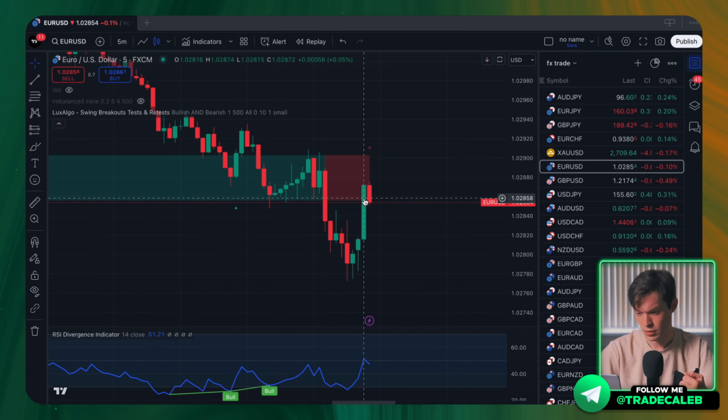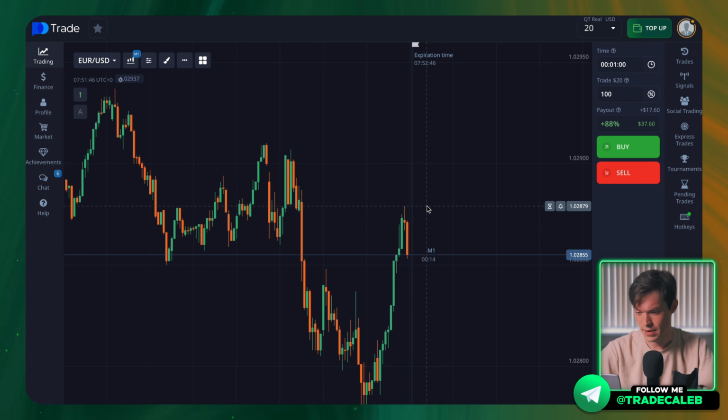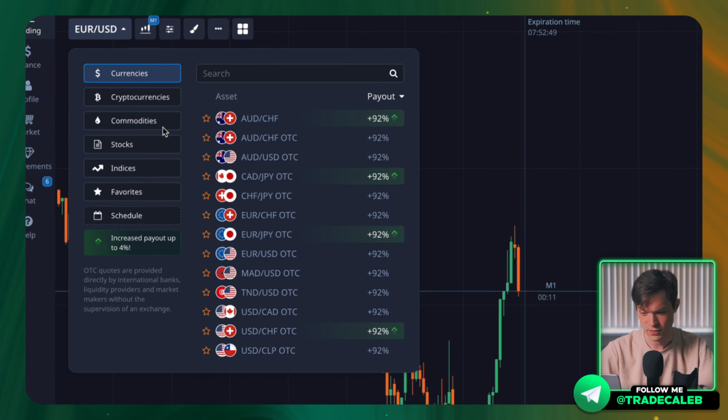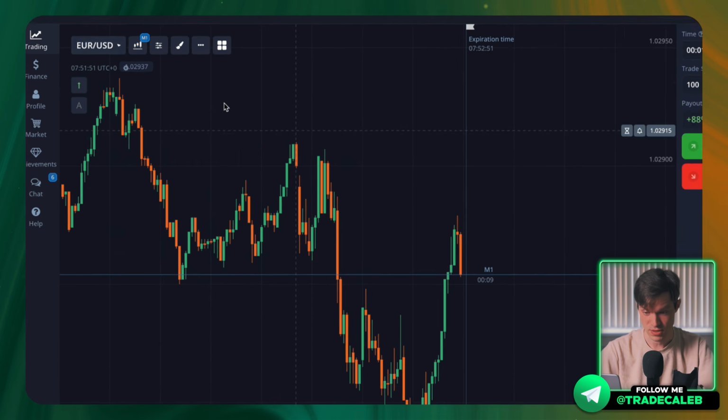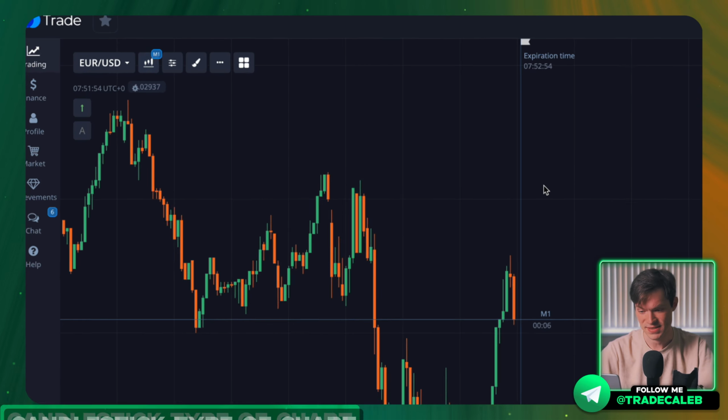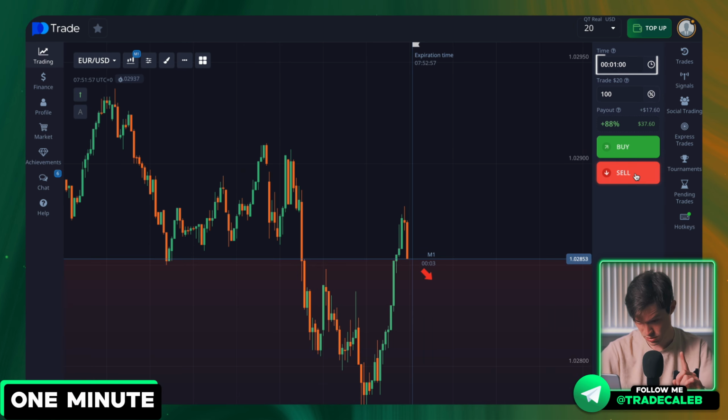I have a euro-dollar pair open, the same pair I have opened on the Pocket Option platform, but only on the minute time frame. Here I have a candlestick type of chart, 1 minute, and of course I will enter using the whole amount of my balance, because our goal is to maximize our deposit today, no matter how risky it will be.